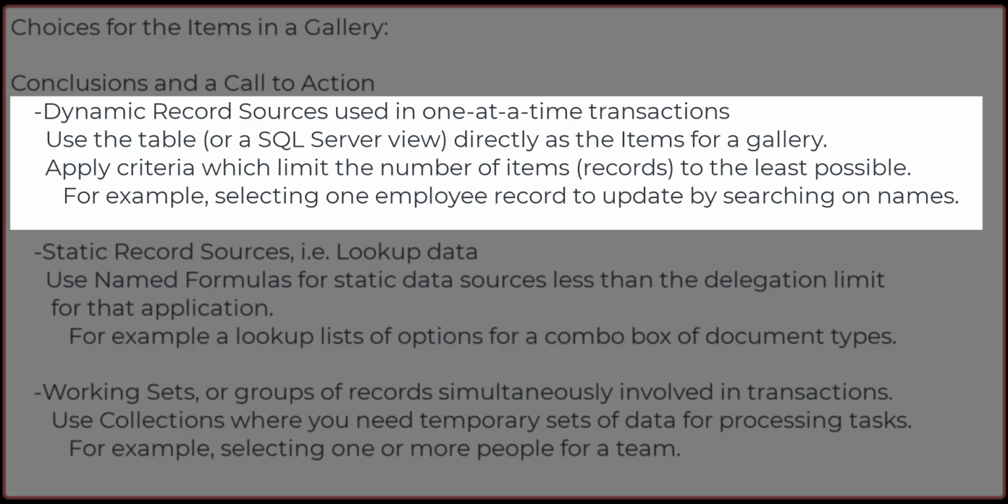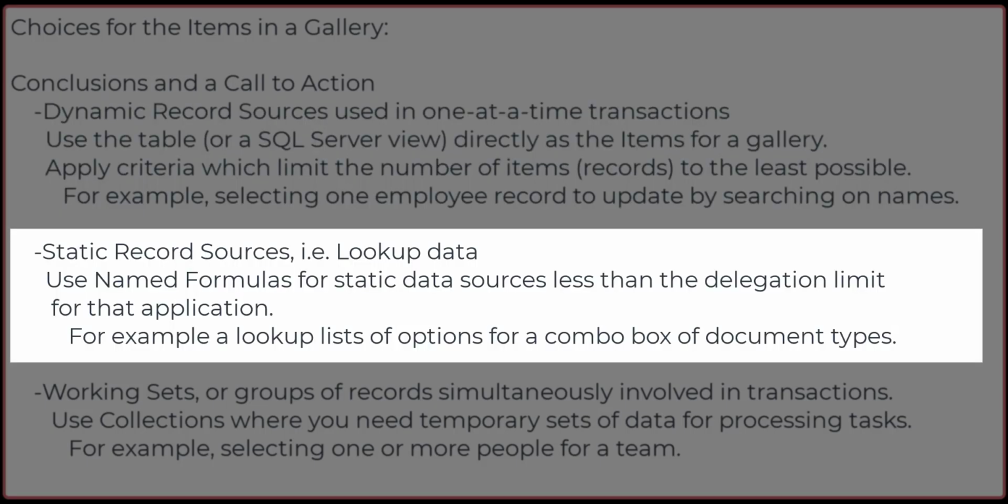For example, as we saw in this demo, selecting one record to update by searching on names. Potentially, the reason for bringing that one record in is that we're going to change something about it, dynamically changing the record source itself. When that's the scenario, a direct use of the data source itself seems to work best.